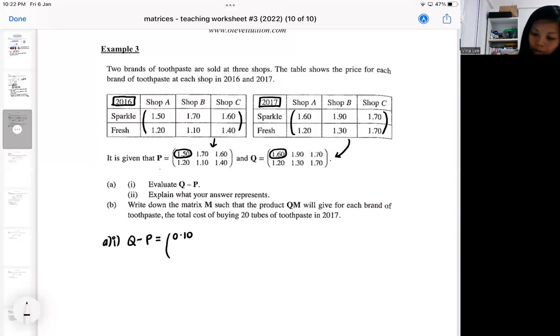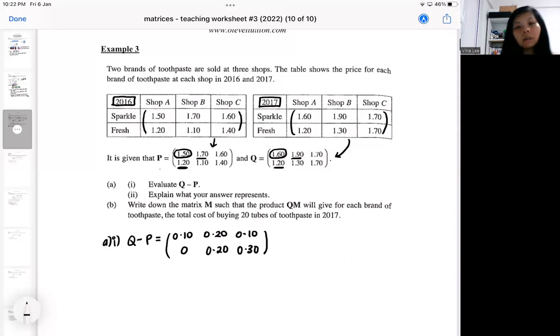So you look at each individual entry. Make sure you match the position. Okay, so you will be getting this. Here will be a 0 because it's the same price. And then 130 minus this will be 20 cents. And here is 30 cents. So in actual fact, you are using the price of 2017 to minus the price of 2016.